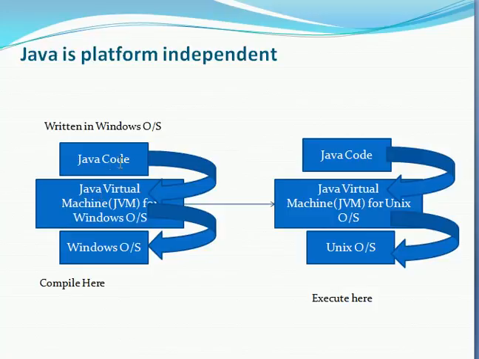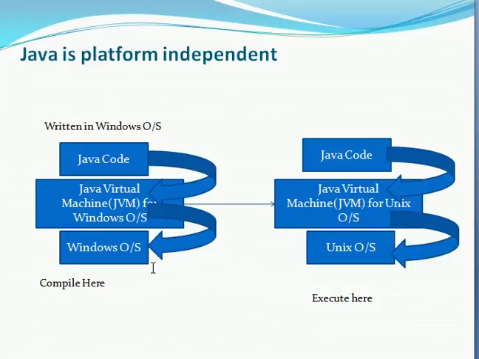See, we have written a Java program, Java code, using the Windows operating system. Here we have the Java code, and here we have the Windows operating system. In between these two, we have a JVM interpreter, Java Virtual Machine for the Windows operating system. So in this operating system, we are compiling the Java program.